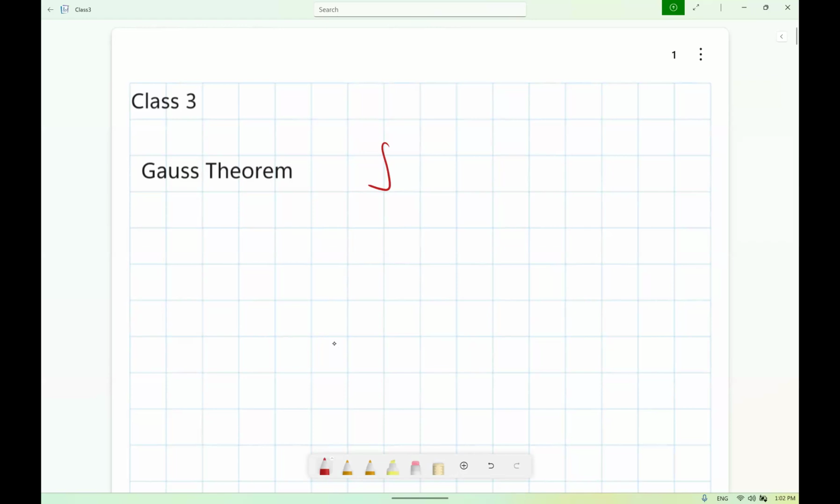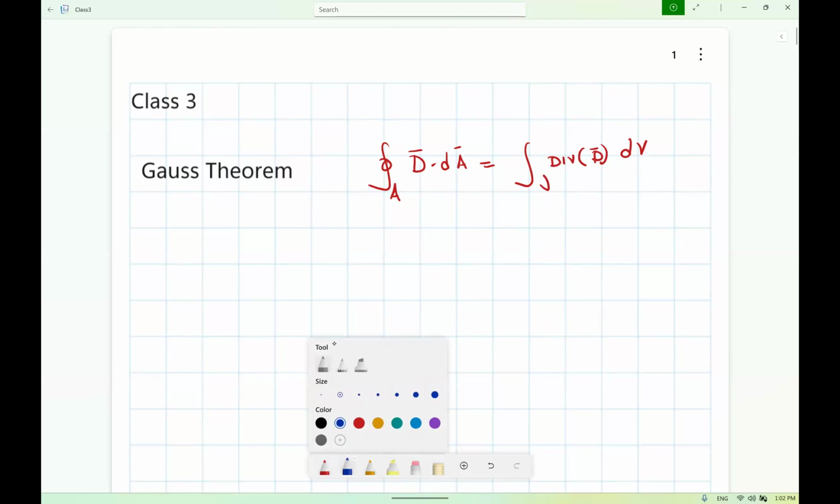Gauss theorem is the closed surface integral of some flux around a closed surface, which equals the volume integral of the divergence of that. I said I was going to avoid divergence, so I'm going to say the use of nabla, divergence of D dV. So it just makes sense, right? Remember what this thing is. This is the flux created at a point.